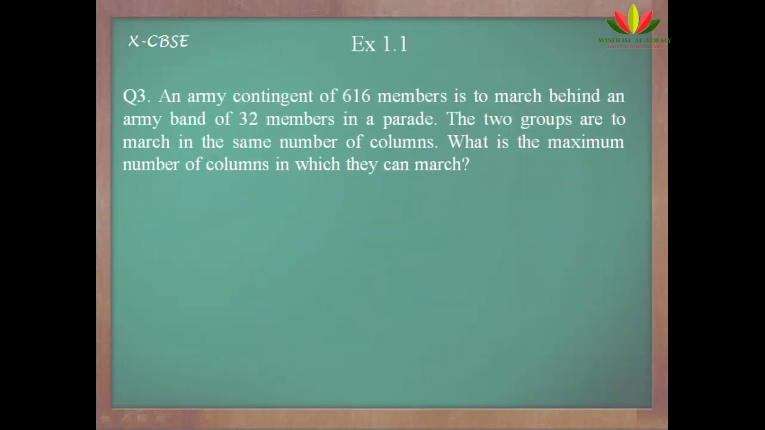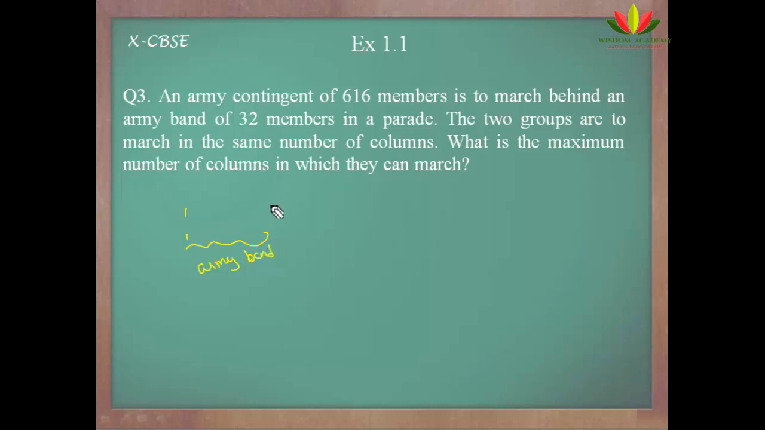Okay. So another very important sum in exercise 1.1 is: an army contingent of 616 members is to march behind an army band of 32 members in a parade. You know what a parade is, right? If you see a parade, how will it be? It will be of 2 groups. The first group will have a musical team, the military army band.